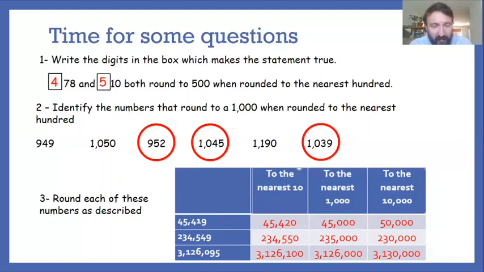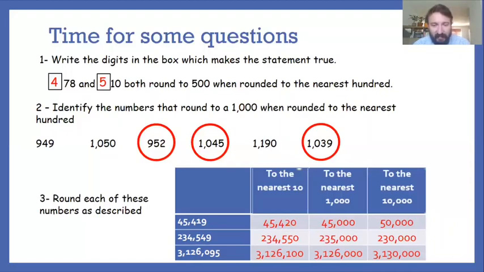So 45,419 rounded to the nearest 10 gives us 45,420. To the nearest 1,000 gives us 45,000. And to the nearest 10,000, 50,000. 234,549 rounded to the nearest 10 gives us 234,550. To the nearest 1,000, 235,000. And then to the nearest 10,000, 230,000.